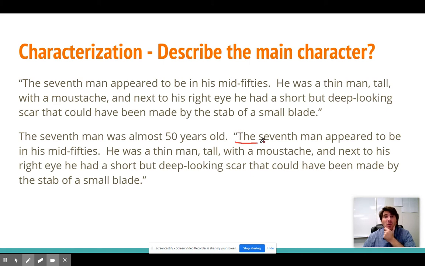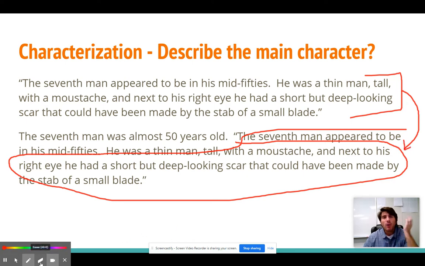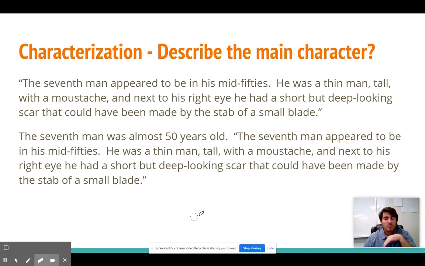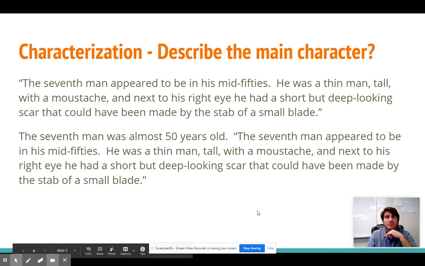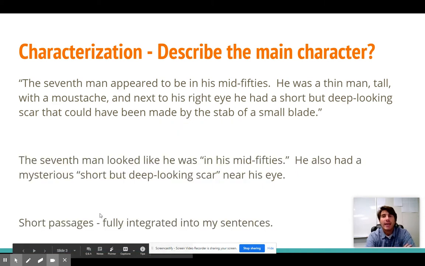Also, look at this. Look how long this section is. Okay? It's super long. All I basically did here was copy that passage and paste it here, which is no good. If I want to read the story, I'll just read the story. If you're just going to recopy the story for me, I might as well just read the original story. So, that does not work. Instead, let's take a look at another example here.